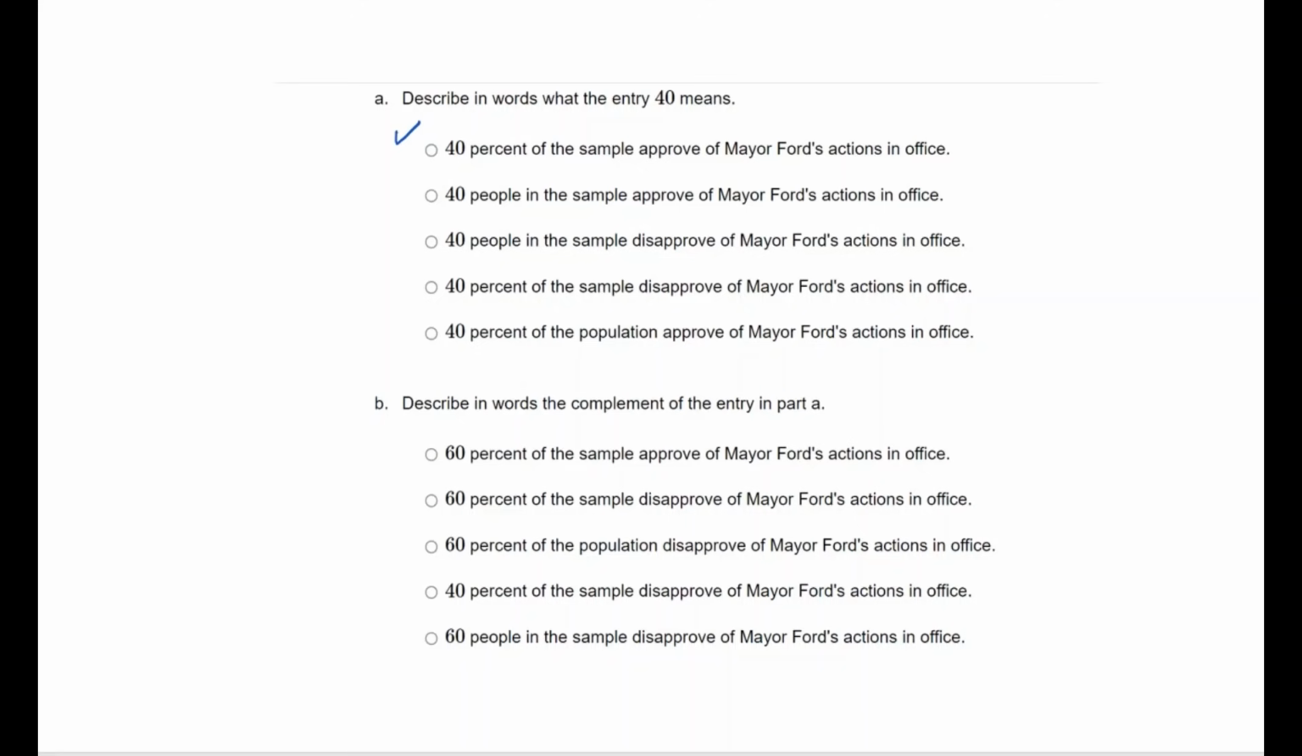Okay, in part B, we have to identify the complement of the phrase in part A. The phrase in part A is 40% of the sample approve of Mayor Ford's actions in office. So its complement should be that 60% disapproved of his actions, which is represented in part B by the second phrase, I guess: 60% of the sample disapprove of Mayor Ford's actions in office. So this is our answer.